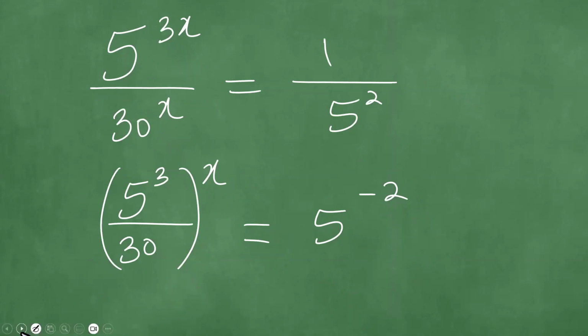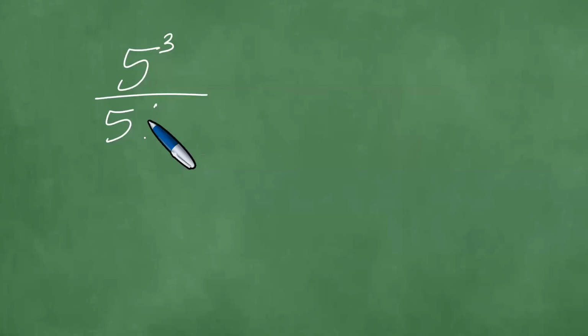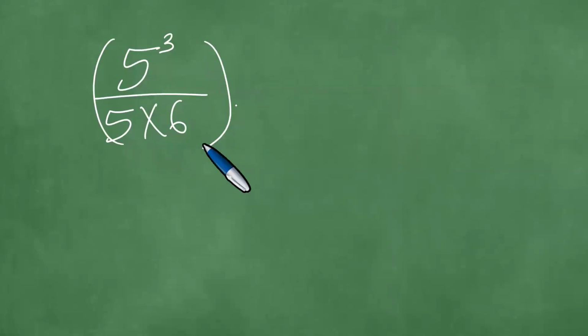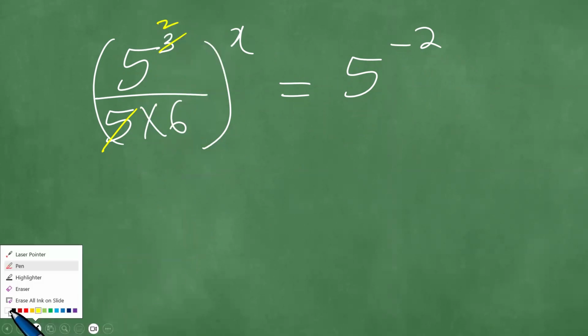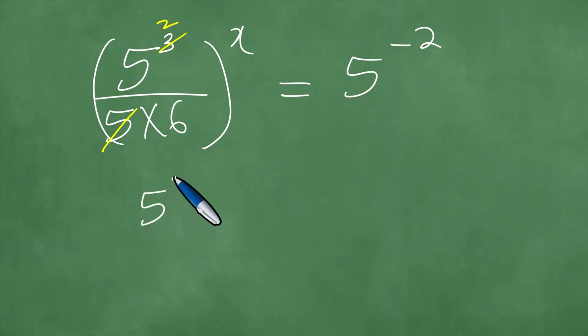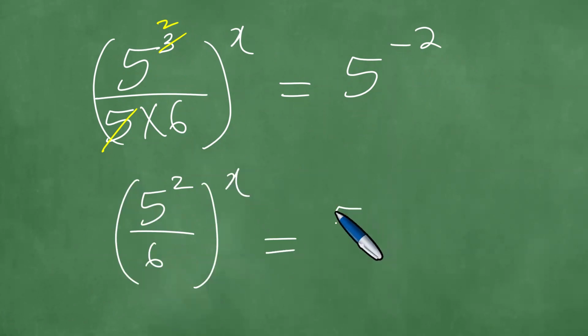And these can be seen as 5 to the power 3 over, now in the denominator we have 30, but 30 is 5 times 6. So this is 5 times 6 to the power x, which is 5 to the power minus 2. Right, upon careful examination, 5 will eliminate one factor of 5 in the numerator, giving us a 5 squared out of 6, all to the power x, is 5 to the minus 2.